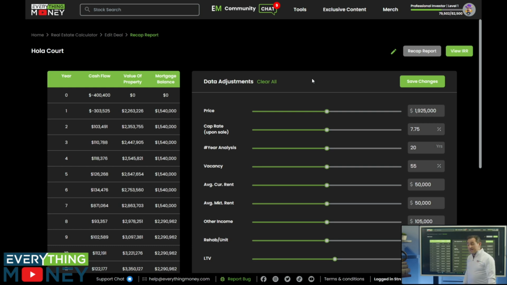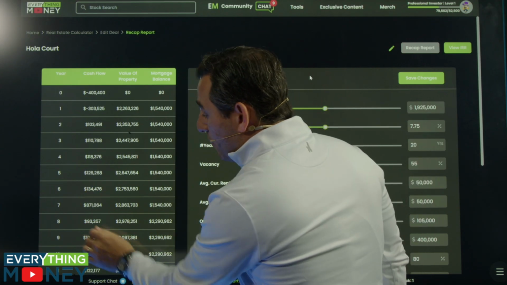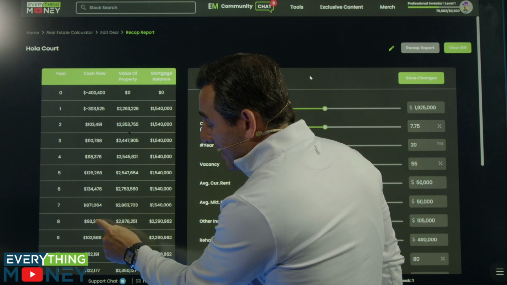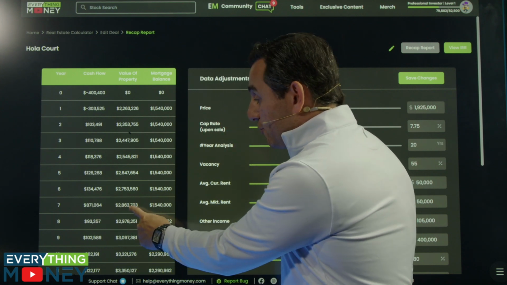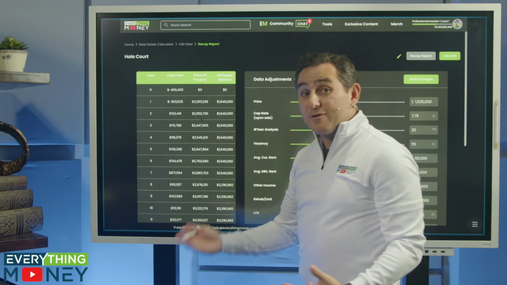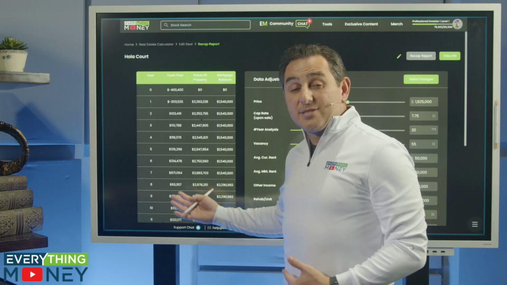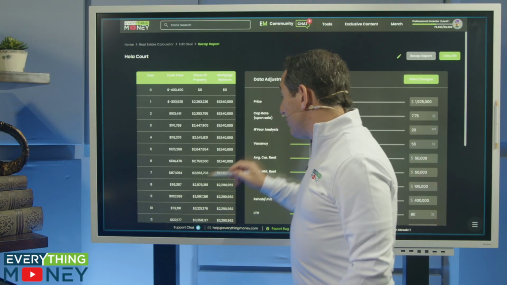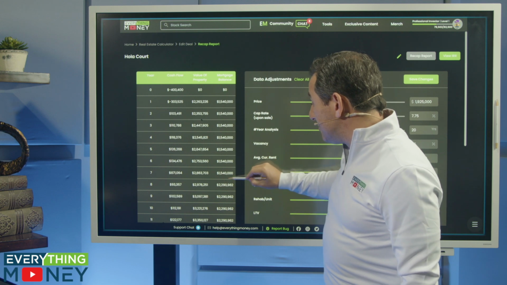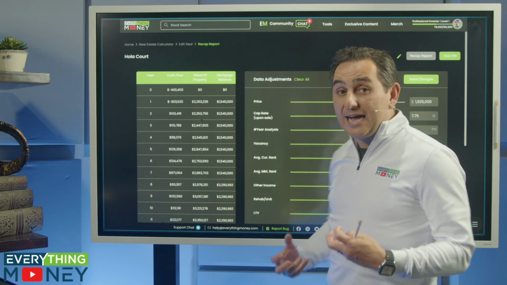Remember I said in year 7, we refinanced the property? Look at that big check. $871,000. Previous year was $135,000, the next year is $90,000. Because the property then is worth $2.9 million. So I can refinance it and get 80% of that, to $2.4 million. I only owe $1.5 million. So it takes me to $2.3 million. I get that big difference in cash in my pocket.